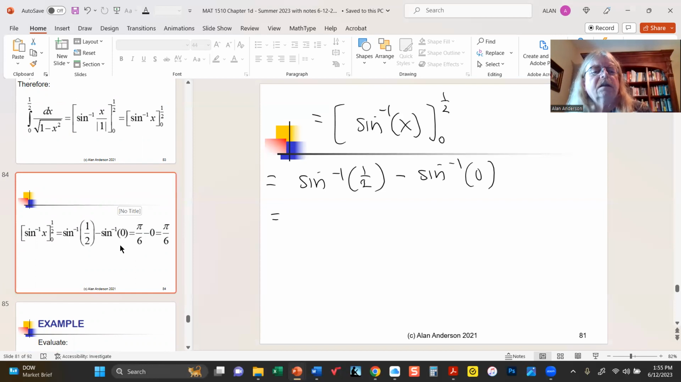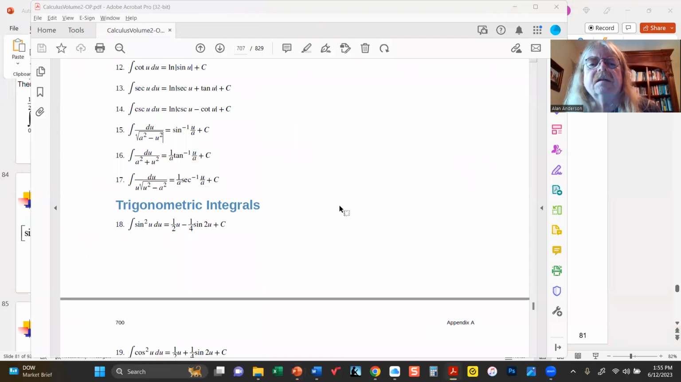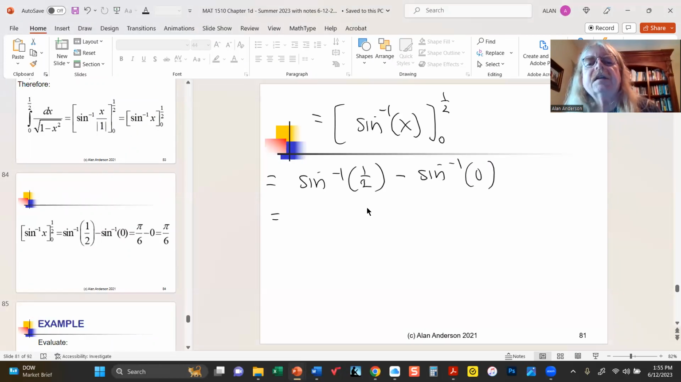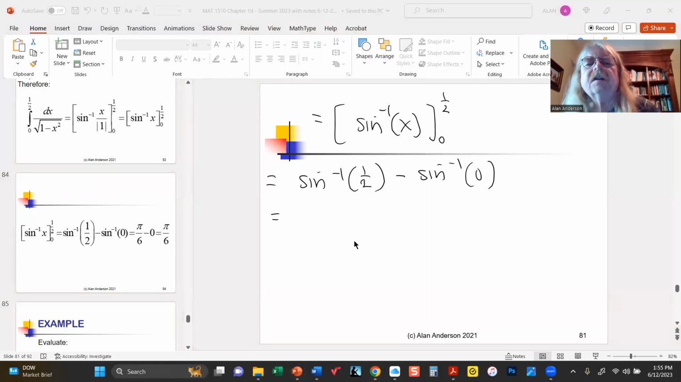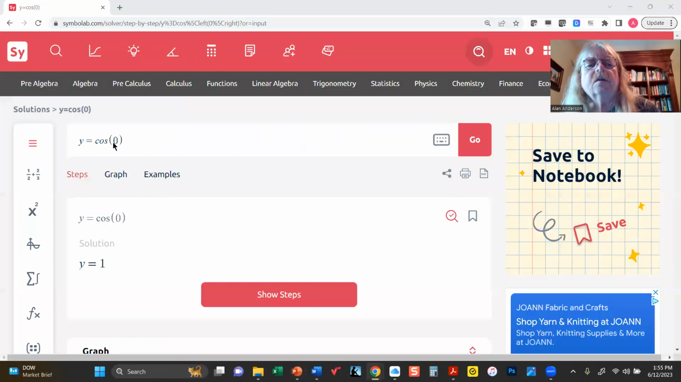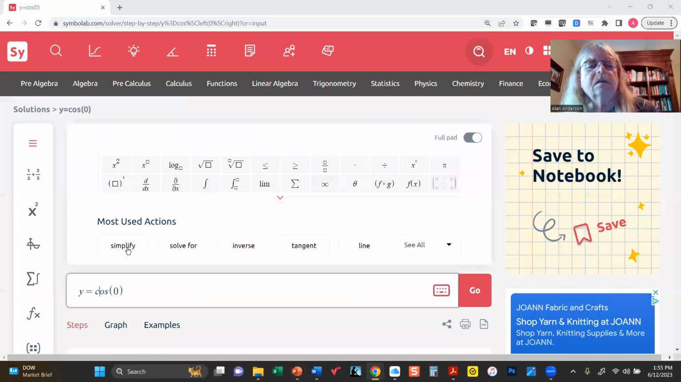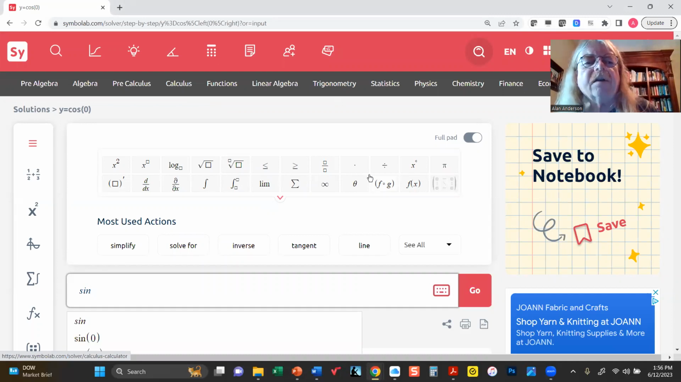Oh, I see what's happening. The calculator is giving me the decimal. Let's do this in Symbolab, because when we're dealing with radians, these results are usually written in terms of pi. So let's see how Symbolab handles that. I don't think it will be any different than the calculator. I'll have to look in Google to see how they implement arcsines.